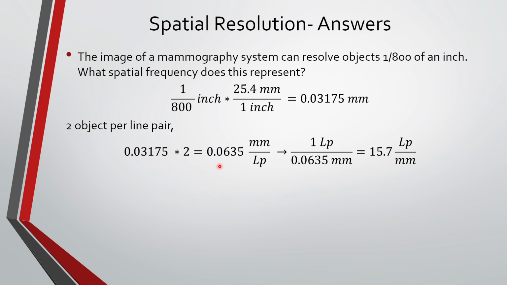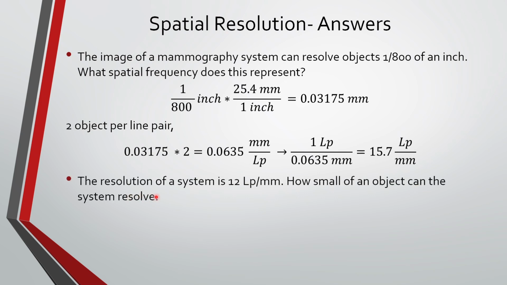Okay, so we need to flip that, so we have line pairs per millimeter. All right, and we go ahead and take this value here, and it comes out to 15.7 line pairs per millimeter. Okay, so this mammography system is 15.7 line pairs per millimeter.